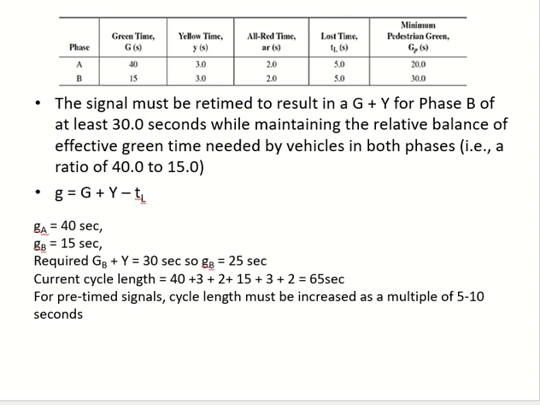45 seconds, right? So pedestrian needs 20, phase A has 45 seconds. No problem, right? Look at phase B. The pedestrian required time is how much? 20.